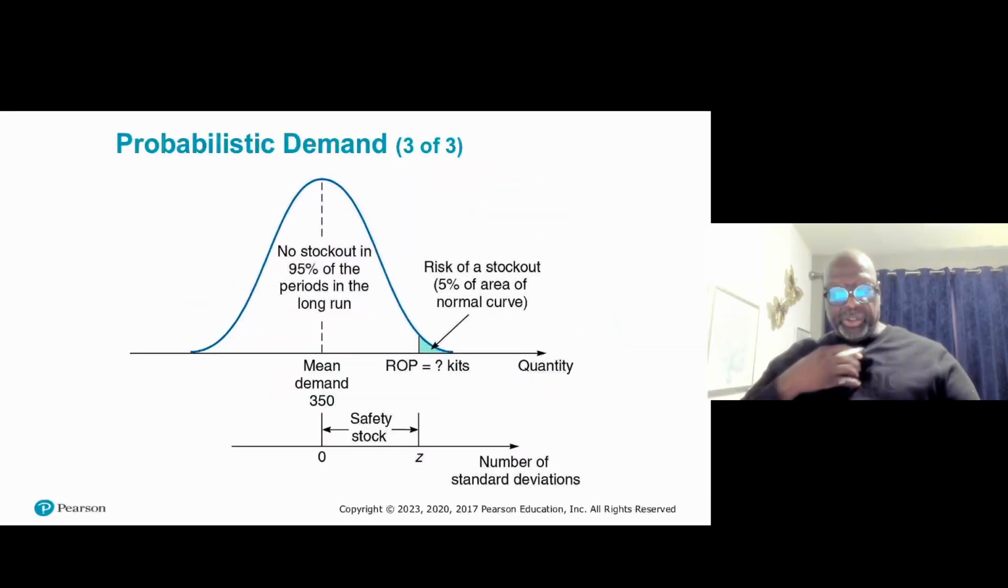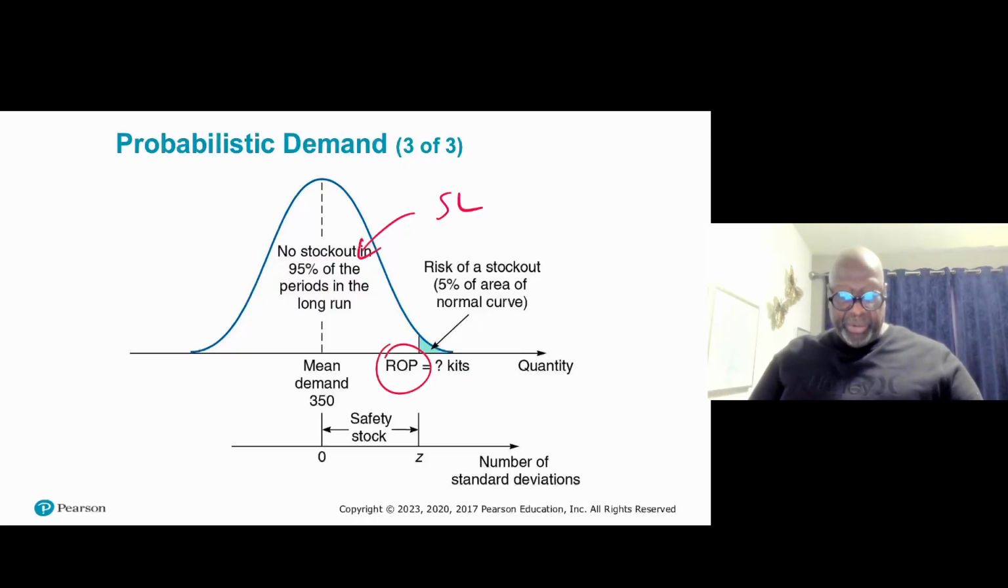All right, so again, this diagram is just showing you exactly what I showed you before. No stockouts is our service level. This is the risk of a stockout. This is our reorder point. This is our safety stock. And so the safety stock essentially is this little piece that we're adding on, which is Z times our standard deviation of the demand during the lead time.